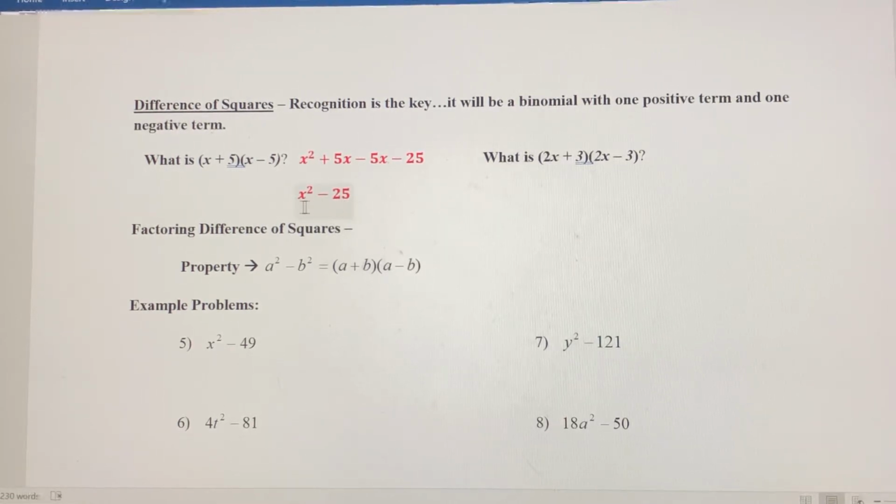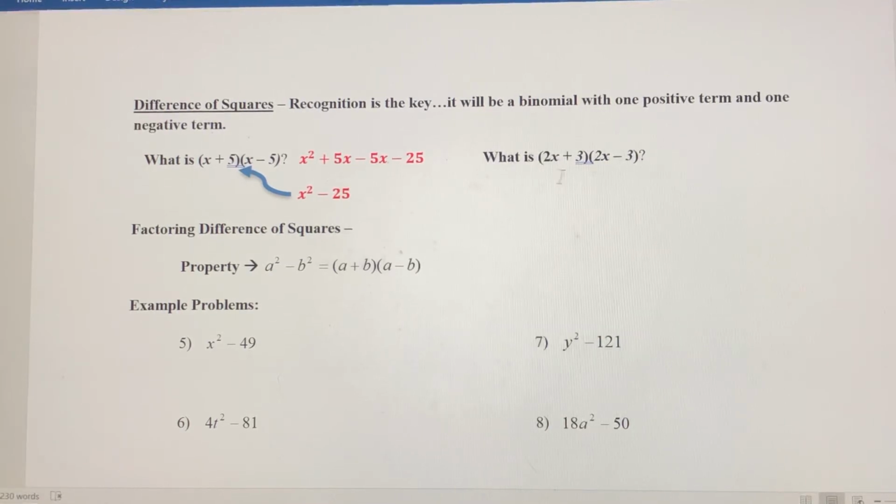So again, notice here, a binomial with one positive term, x squared, and one negative term, negative 25, okay? So these are both perfect squares. They're separated by a minus sign. It creates what we call difference of squares, and when I factor this, my answer would be x plus 5, x minus 5, okay? So let's look and see what's going on here. The square root of x squared is x, so notice the first term in each binomial is x. The square root of 25 is 5, so the second term in each binomial is 5, and then those binomials are going to have a plus sign in the first one and a negative sign in the second one, okay?